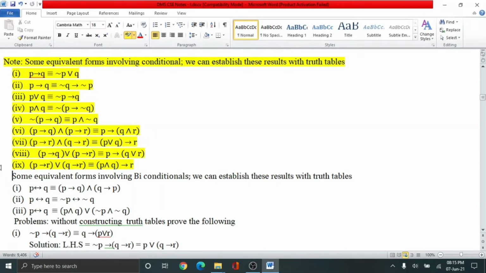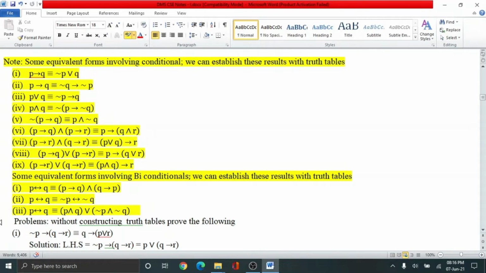And all these equivalent forms we can check with the help of truth tables by constructing truth tables. And some more equivalent forms with respect to the biconditional are also provided here. The first one is P implies and implied by Q is an equivalent form of P implies Q and Q implies P. The second one is P implies and implied by Q is equivalent to negation P implied and implied by negation Q. And similarly, P implies and implied by Q is equivalent to P conjunction Q disjunction negation P conjunction negation Q.